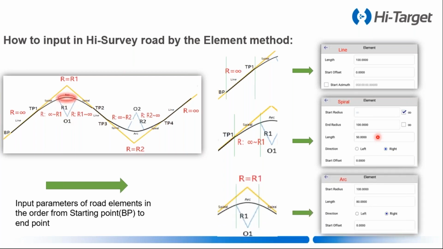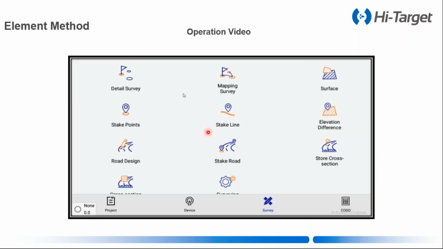Then the next step is the circular curve here. For the circular curve, we just input the radius of this curve and also the length of this curve. Then the direction is right. After that, we have input all the parameters of these elements. After that, it is finished. Let's check the video here.